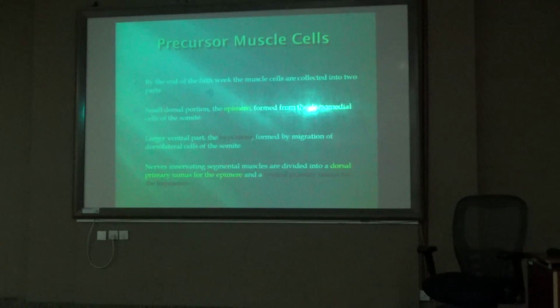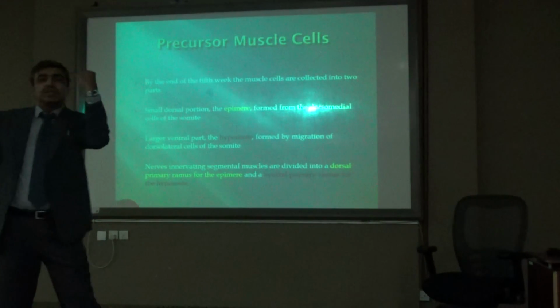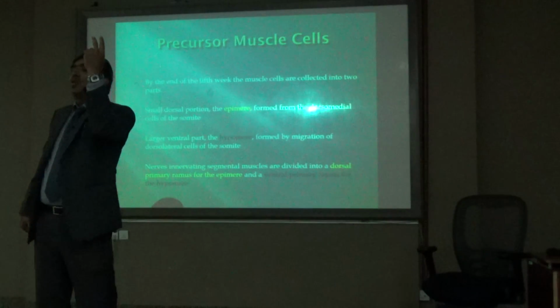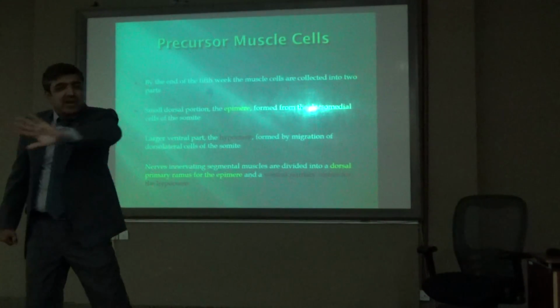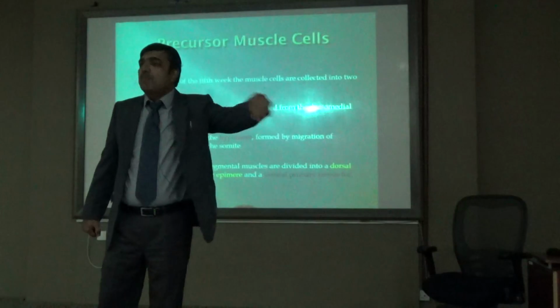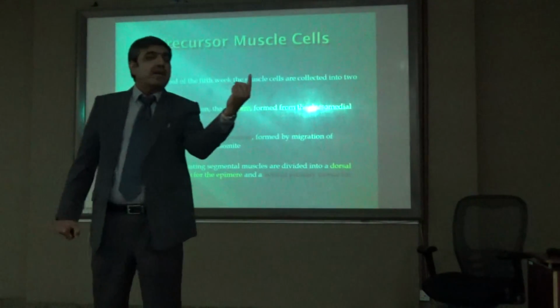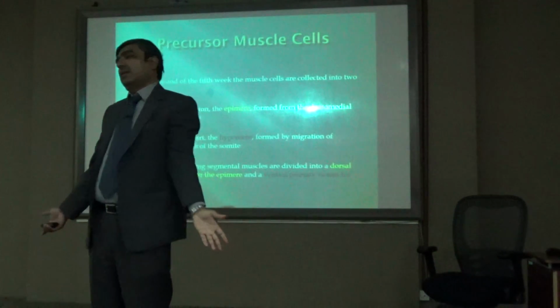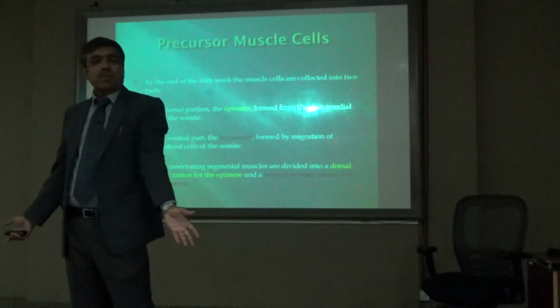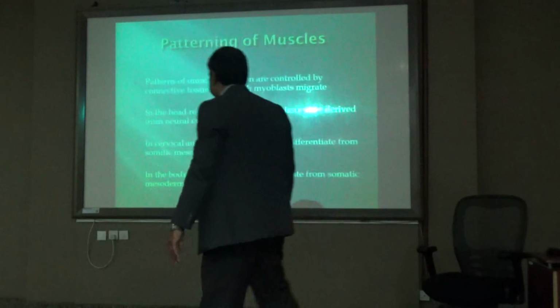Somite has three portions: sclerotome, dermatome, myotome. Forget about sclerotome and dermatome, myotome has two portions, epimere and hypomere. Got my point? Clear.